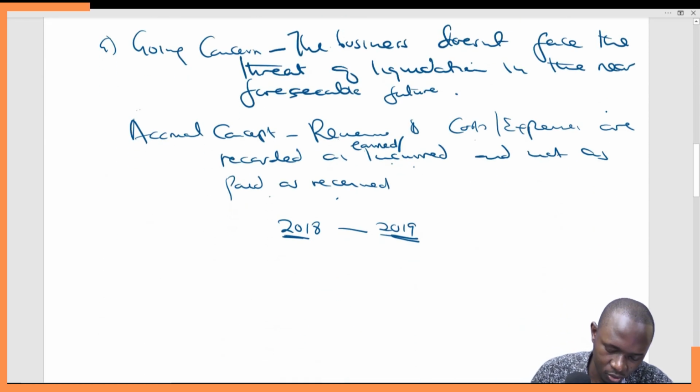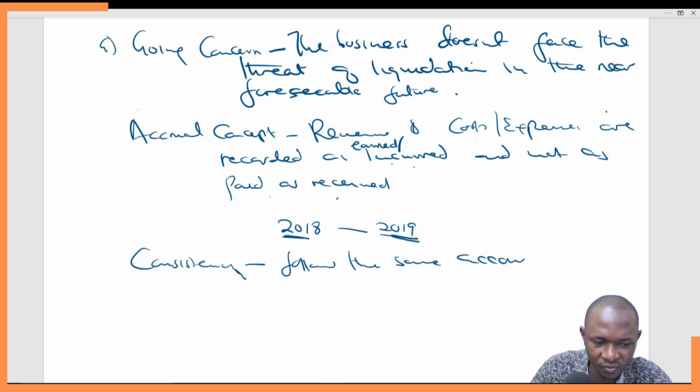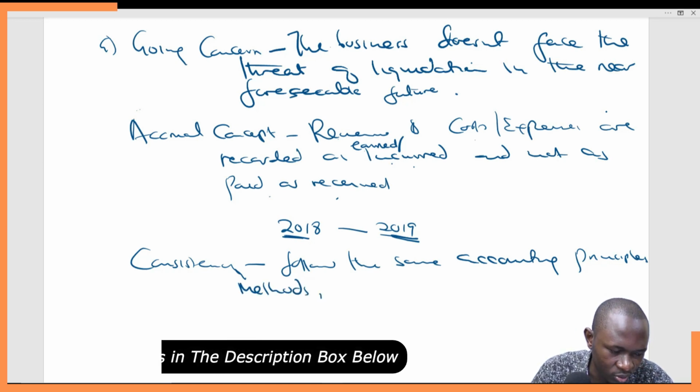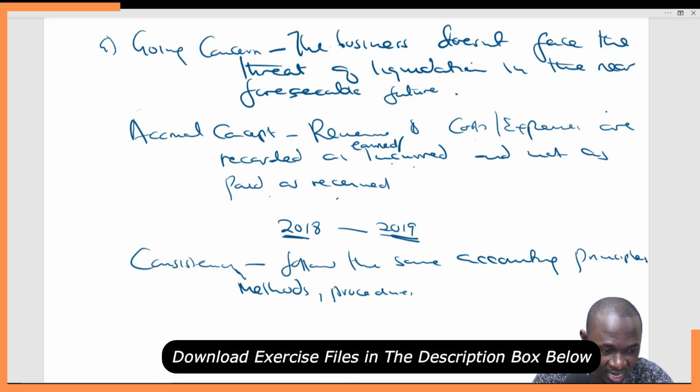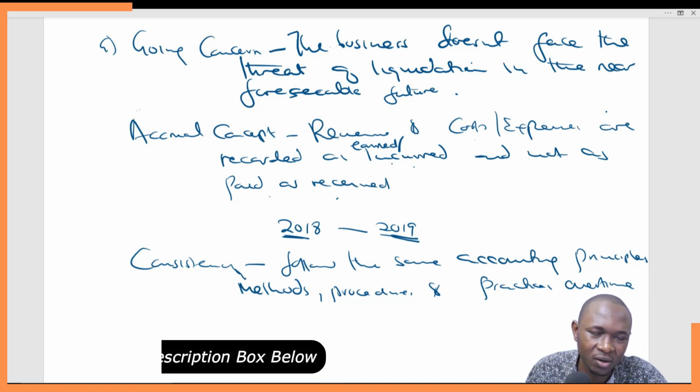So, the next one is consistency. This is also one of the key accounting terms. And consistency simply means that whoever the accountant is, they should follow the same accounting principles, adhere to the same accounting principles, methods, procedures, and practices over time. We should not be saying this year we are doing this, next year we are doing different things, the other year we are doing a totally different thing.